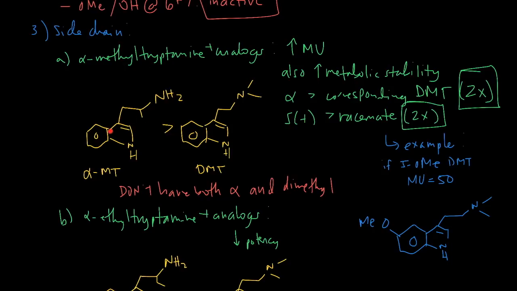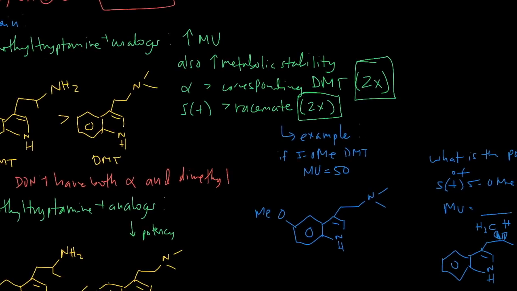Here it's corresponding because it's the same compound, same rings, phenyl ring and the indole ring. You have two carbons, 1, 2, and the nitrogen. The only thing that's different is the dimethyl group and the alpha group. Remember, if you have an alpha group, you cannot have a dimethyl group, or else you decrease potency. So the alpha methyltryptamine is more potent than the dimethyltryptamine. Hopefully that makes sense. If it doesn't, let me know.